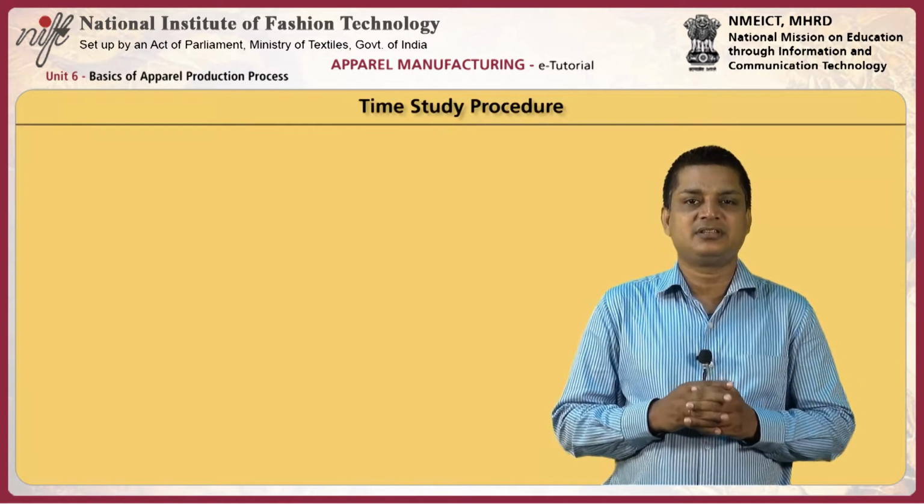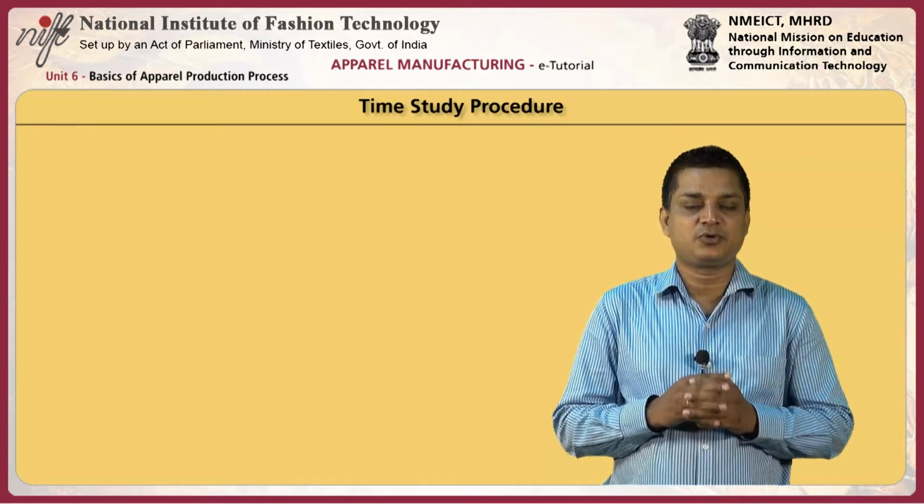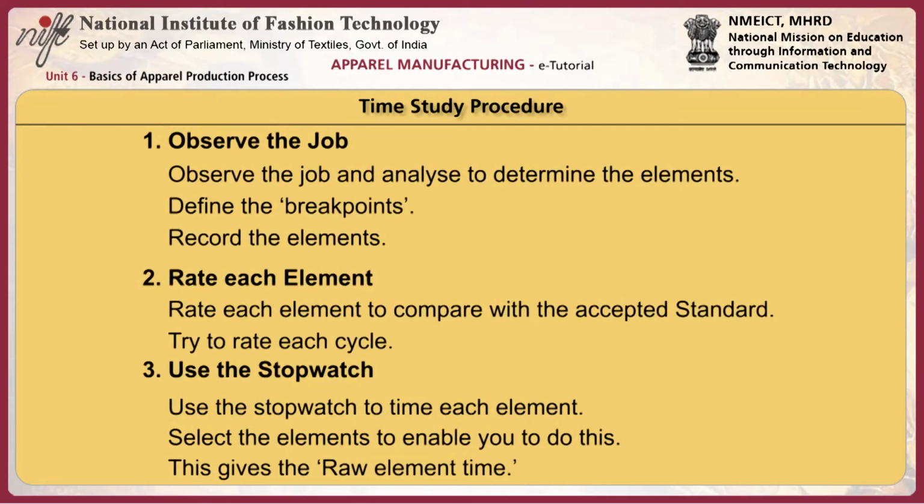There are steps that are used for the time study procedures. Observe the job, analyze to determine the elements. Define the breakpoints, record the elements. Rate each element and compare it with the accepted standard. Try to rate each cycle. Use a stopwatch to time each element. Select the elements to enable you to do this.